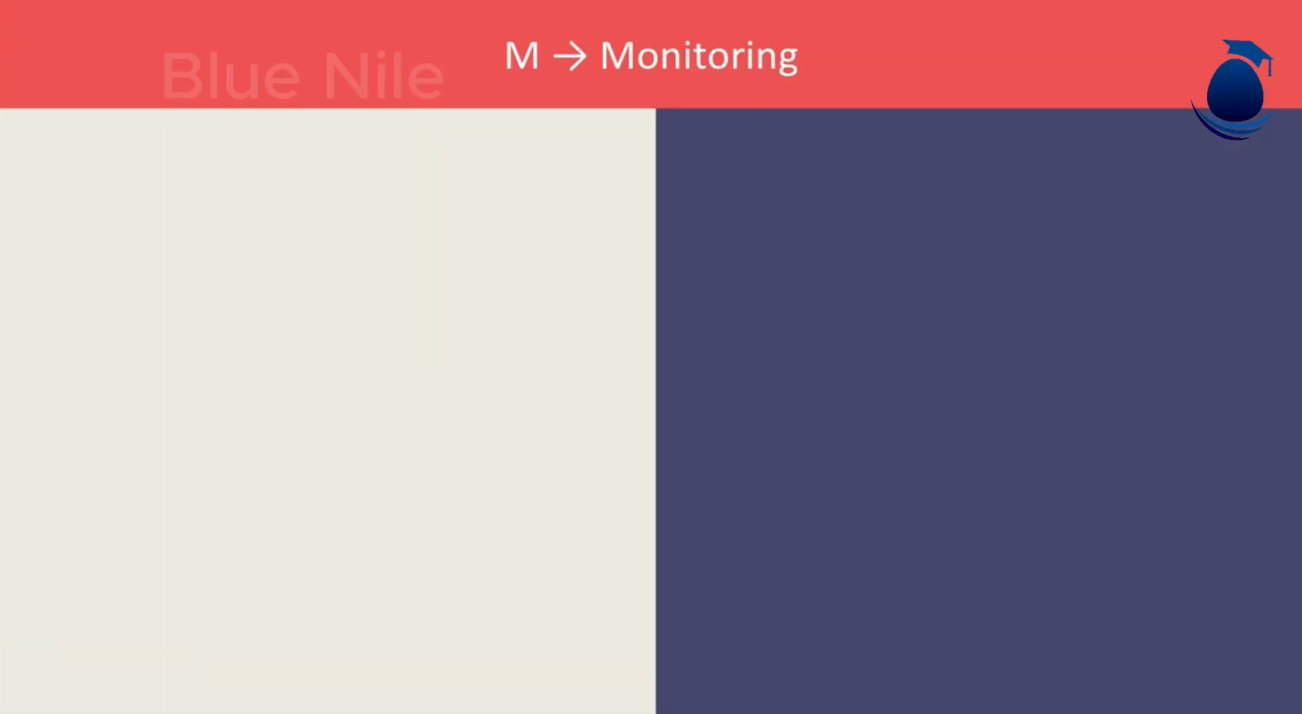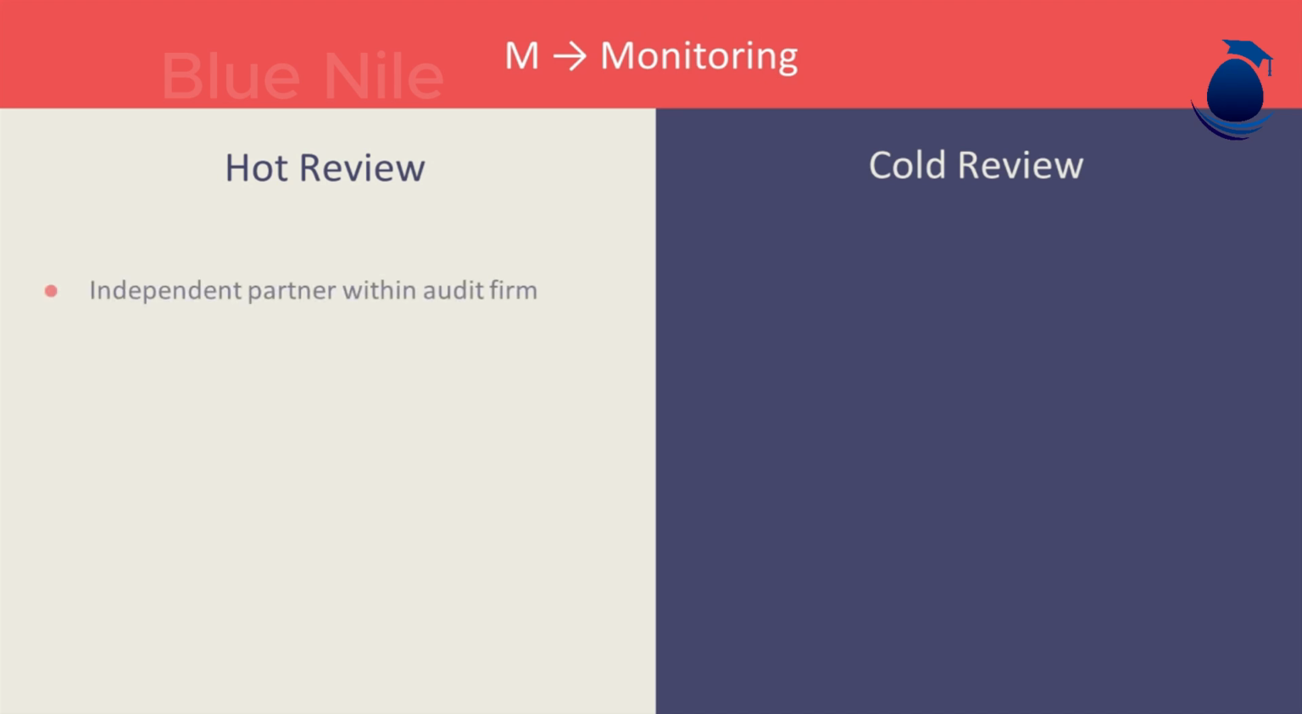We have already said that strong policies and procedures should be in place. However, to ensure these are followed, there must be an element of review from the audit firm. The standard recommends two types of monitoring, a hot and cold review. An independent partner within the audit firm usually undertakes the hot review. They review the audit work and conclusions reached.